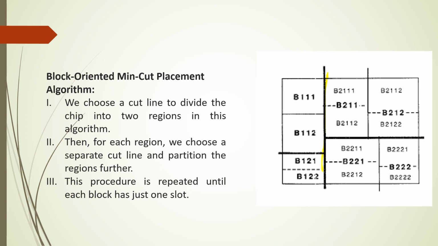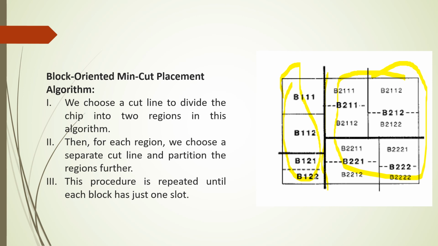After partitioning, the first part will be B1. All of this portion becomes B1, and the other part forms B2. Again, this B1 and B2 are further partitioned to obtain B22, and here on the left side you have B11, B112, B121, and B122.